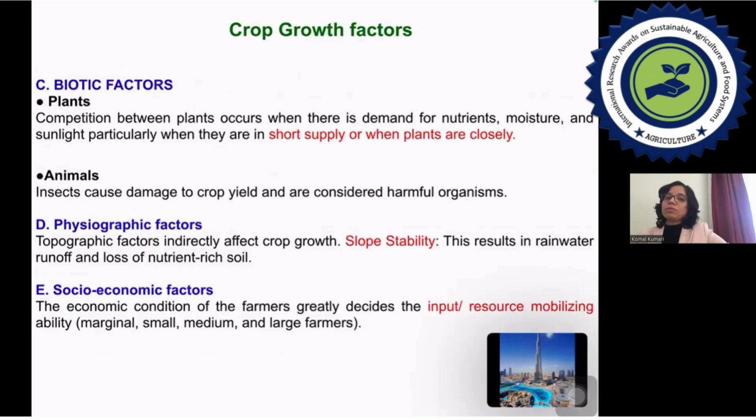Plants and animals are two important biotic factors which affect crop health. How does a plant affect other plants? Let me explain. When we cultivate different types of plants in a single area, then a few plants do not get proper sunlight and nutrients, so they are automatically damaged. Some topographic factors indirectly affect crop health, such as slope. The result is rainwater runoff and loss of nutrient-rich soil. A farmer's socio-economic factors also greatly decide the input resources. So these are the important factors which affect plant growth.